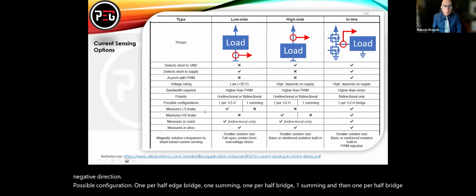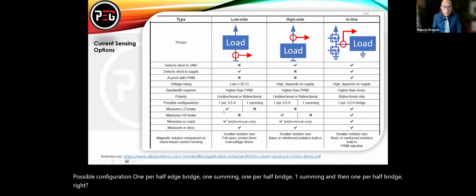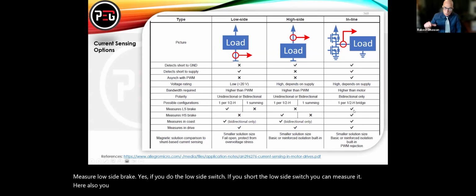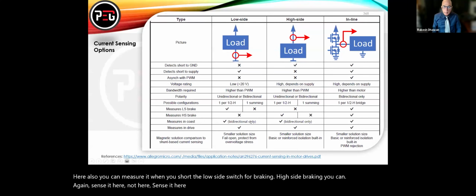Possible configuration: 1 per half bridge, 1 summing, 1 per half bridge, 1 summing, and then 1 per bridge. Right? Measure low side braking: yes, if you do the low side switch, if you short the low side switch, you can measure it. Here also you can measure it when you short the low side switch for braking. High side braking, you can again sense it here, not here, sense it here, right?